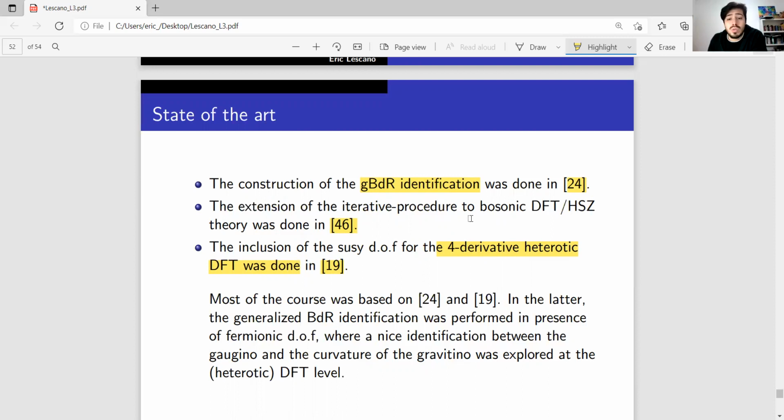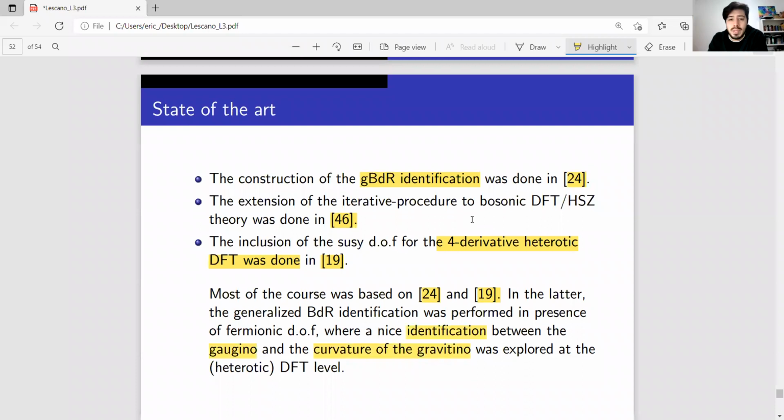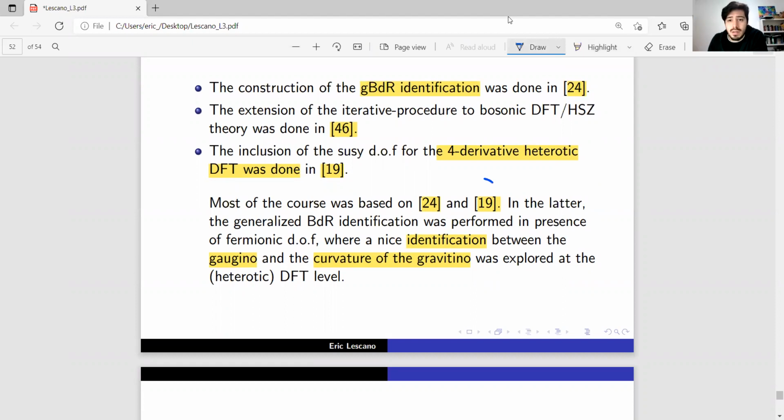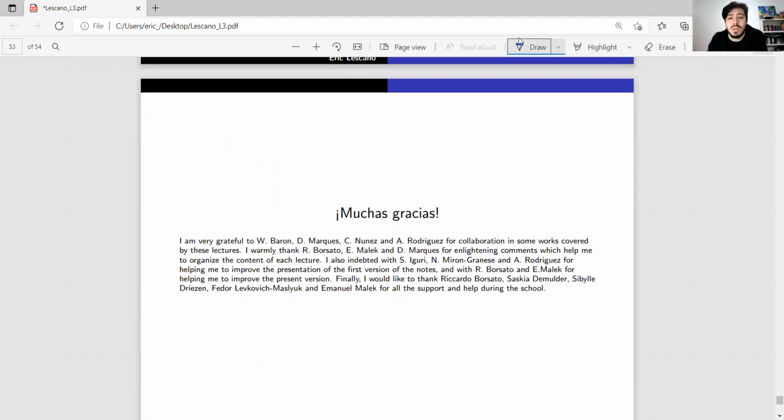So most of the course was based on 24 and this other paper. And in the latter, the generalized version of the Rho identification was performed in presence of fermionic degrees of freedom. And we have extra identifications, for example, relating the gauge field at the DFT level with the curvature of the gravitino and some other aspects. I am not going to review them, but you can read this reference. This is the reference. And well, that's all. This is the end of the course.